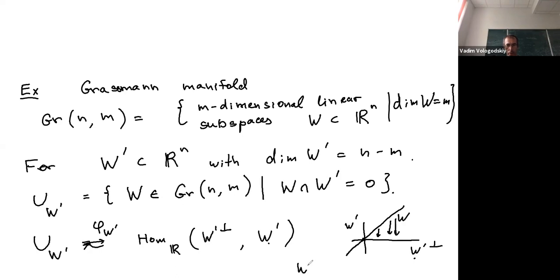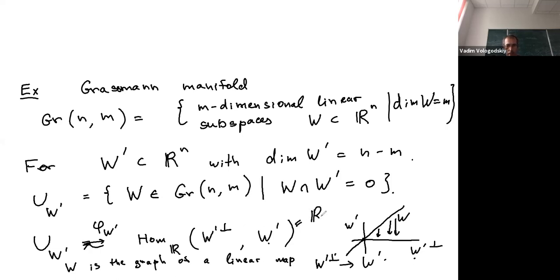So W is the graph of a linear map. And of course, the space of all linear maps is identified with matrices. So this is R^(m(n-m)).